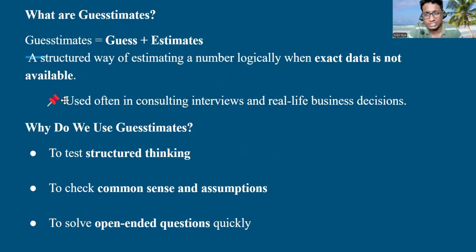What are guesstimates? Guesstimates are nothing but a guess plus estimate. We will be guessing the data, and we will be guessing the problem. Let's see the formal definition of guesstimates: a structured way of estimating a number logically when exact data is not available. We will not have exact data and the problem statement will be very vague, but we will think logically in a structured way to come up with an answer, a solution, a number. That is called a guesstimate, and we will see some examples in the future slides too.